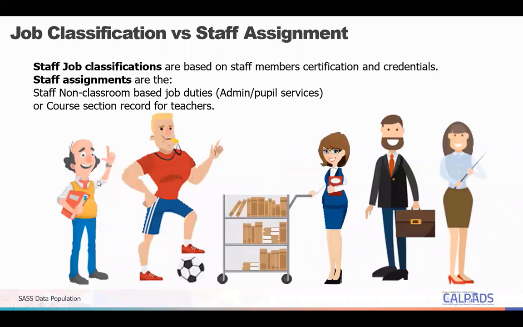What is the difference between the job classification and a staff assignment? Job classifications are based on staff members' certification and credentials. These are your admin, teacher, or itinerant teacher, 27. These are the different credentials that they can get, while the staff assignments are the jobs that they perform.